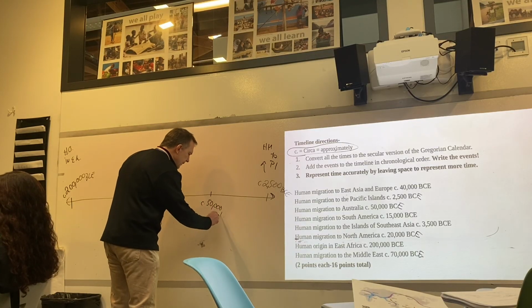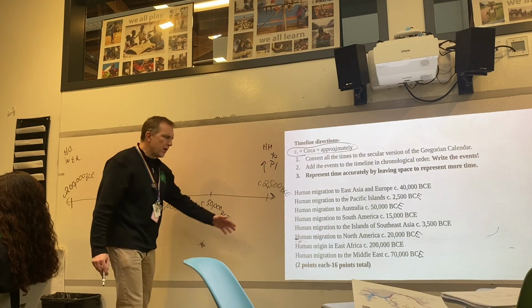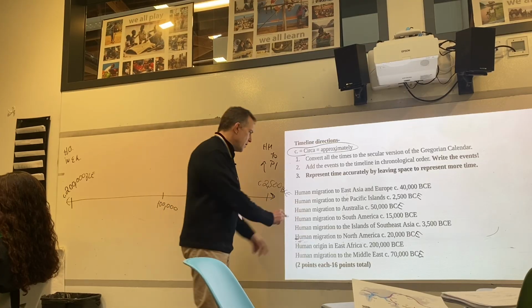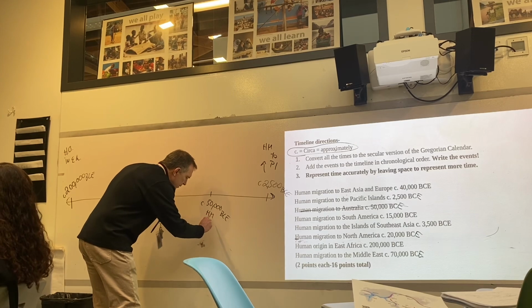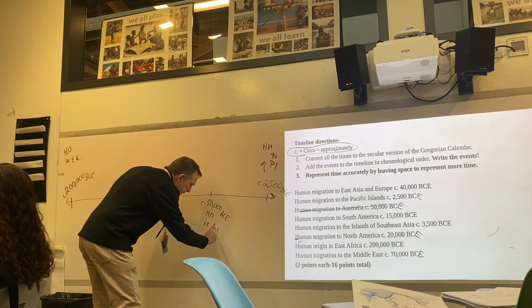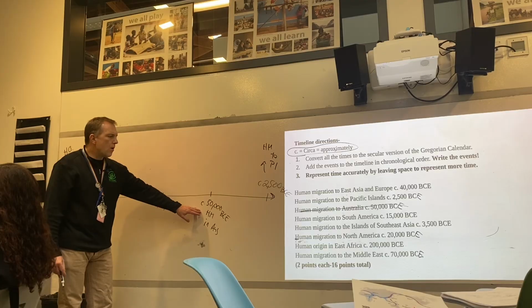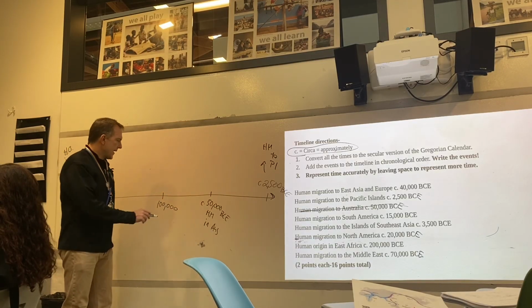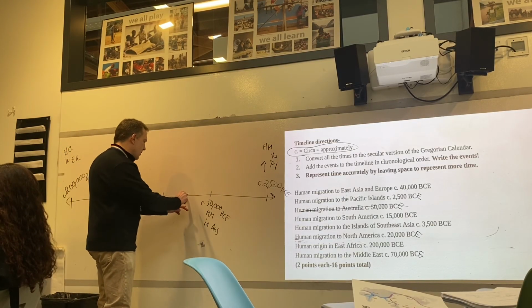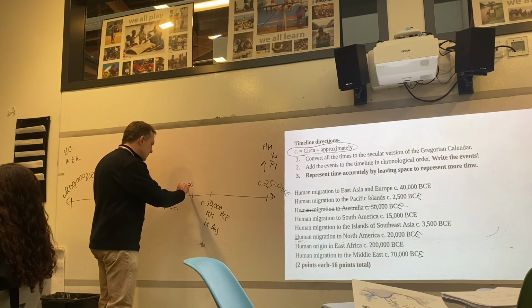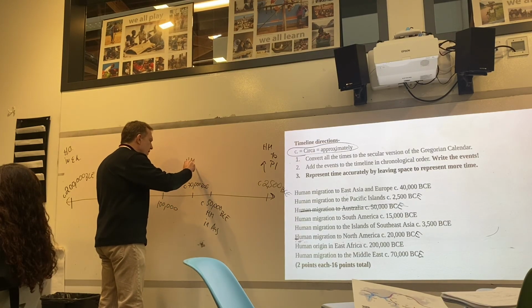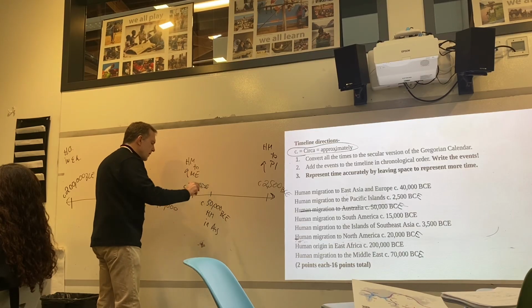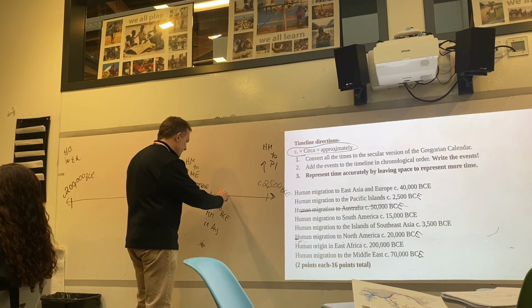So now I got circa 50,000 BCE, and there's an extra bonus, there's an answer. Human migration in Australia. So now I can just write human migration into Australia. Okay? Now I go from there. I got 70,000, which would be kind of in the middle, a little bit over here. 70,000, circa 70,000 BCE. This is human migration to the Middle East. Then I got 40,000.